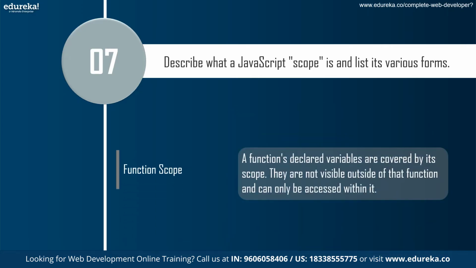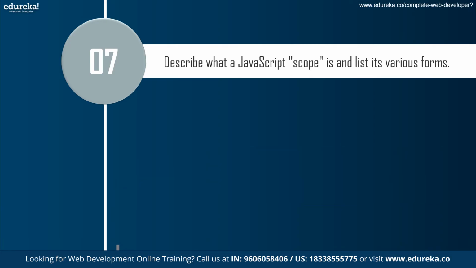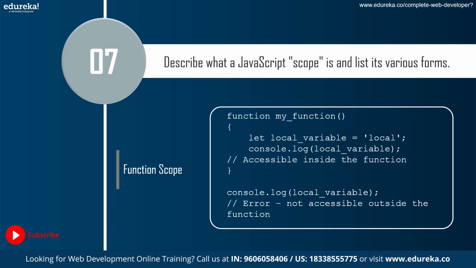Moving on to the function scope, a function's declared variables are covered by its scope. They are not visible outside of that function and can only be accessed within it. If you check this piece of code, the local variable has been declared inside my function and it is accessible only from inside the function. If you try to access it from outside the function, it will show you an error.